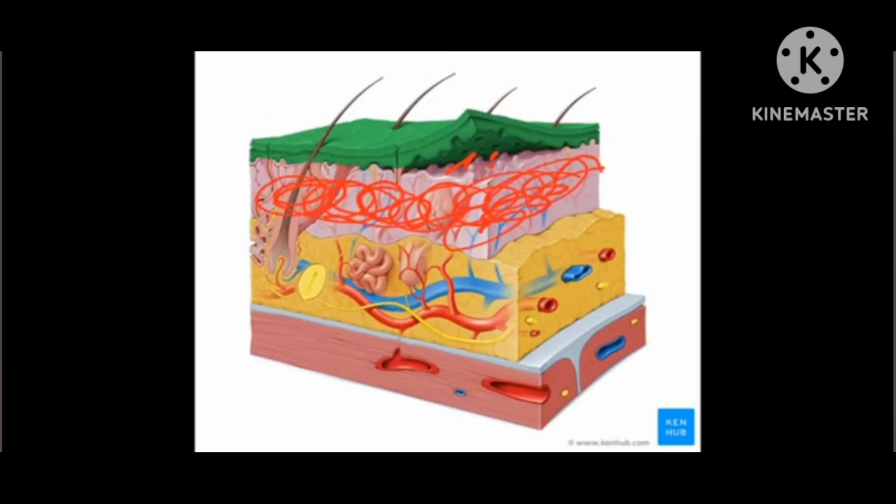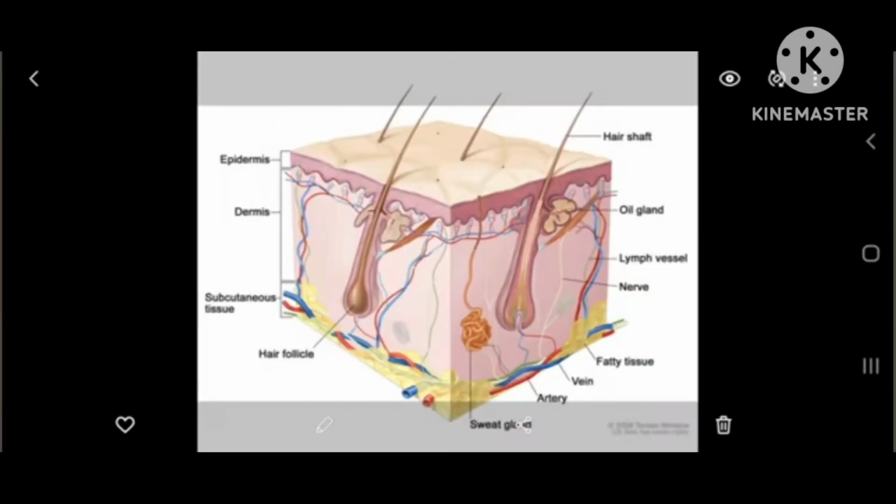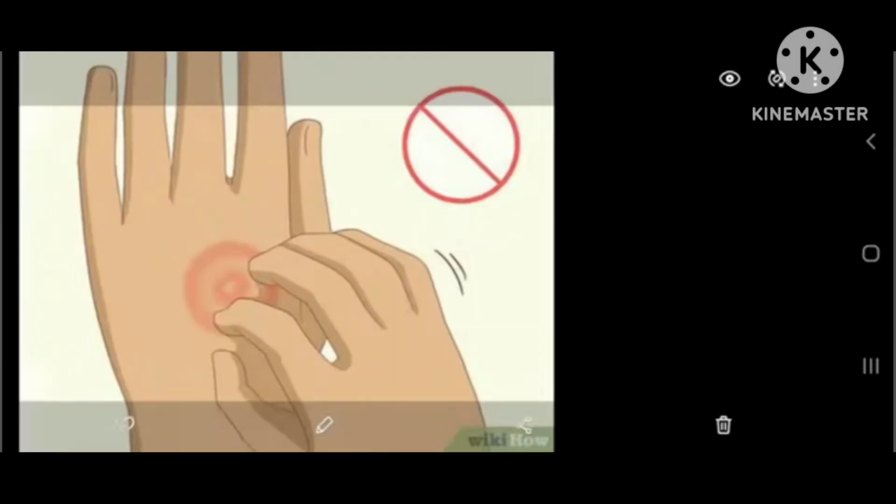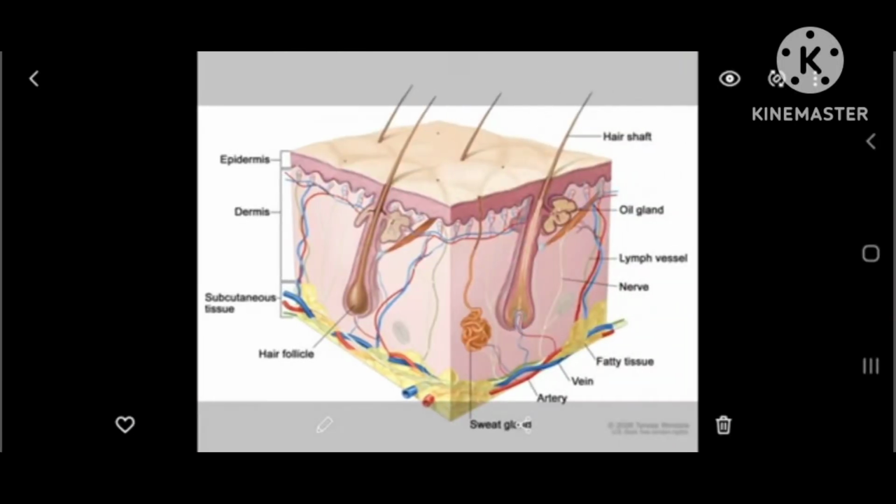Okay, let me show you another diagram. In this diagram, you are able to see some more parts like the hair shaft, the oil gland, the lymph vessel, the nerve, fatty tissue, vein, artery, sweat gland, hair follicle, subcutaneous tissue, the dermis and epidermis.